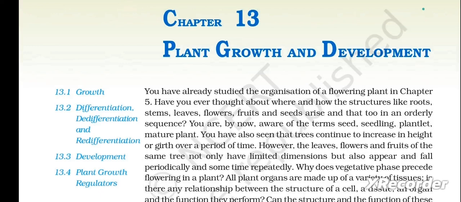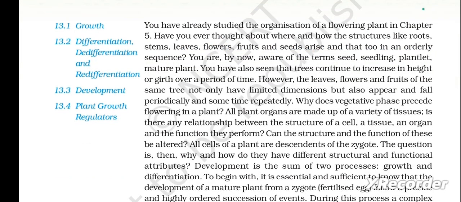All plant organs are made up of a variety of tissues. Is there any relationship between the structure of a cell, a tissue, an organ, and the function they perform? Can the structure and the function of these be altered? All cells of a plant are descendants of the zygote. The question is then why and how do they have different structural and functional attributes? Development is a sum of two processes, growth and differentiation.